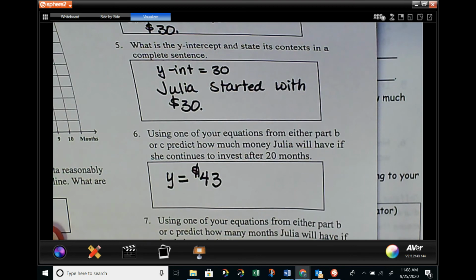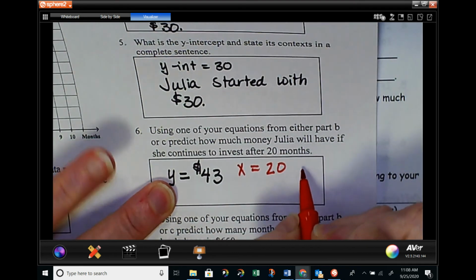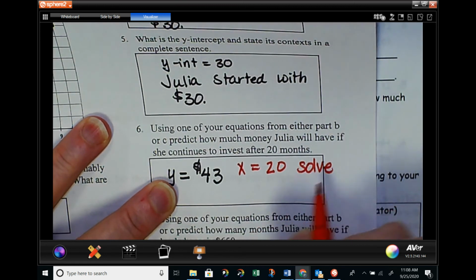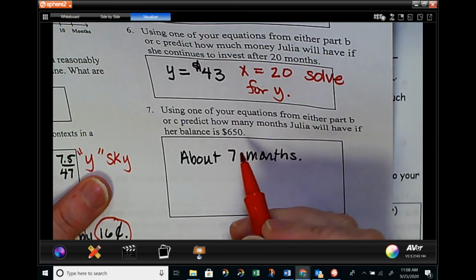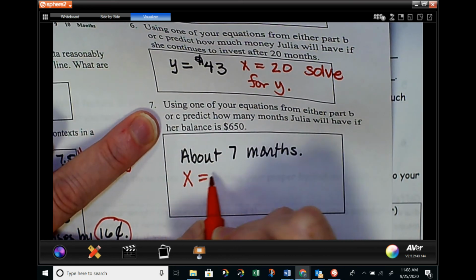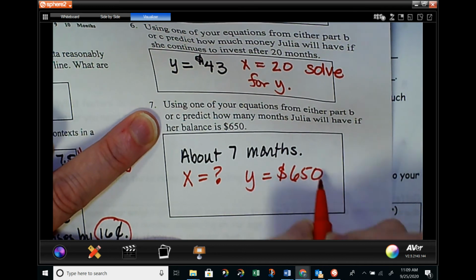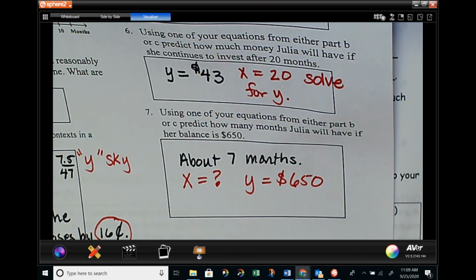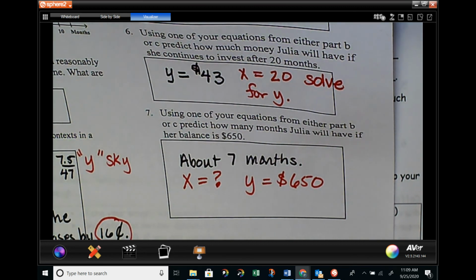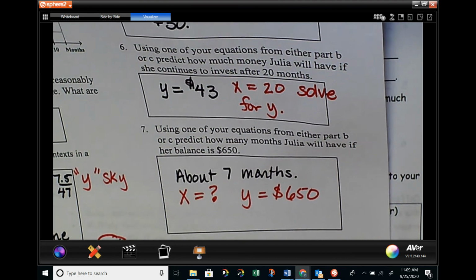I don't know. Use your equations. In this one, x is 20. Solve for y. And then in this one, you have no idea what x is, but you know that y is 650. So you have to go through and solve, using your proper equation to do that. That's what we went over in our Zoom meeting and so forth, but these are just nice little helpful notes to help you out.